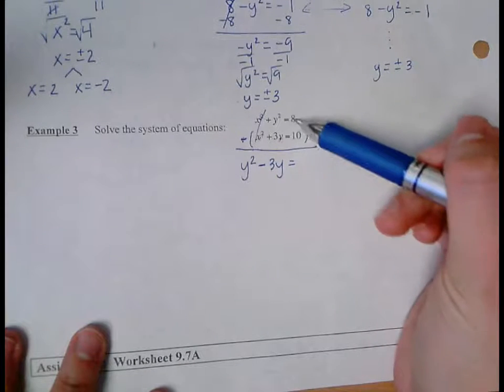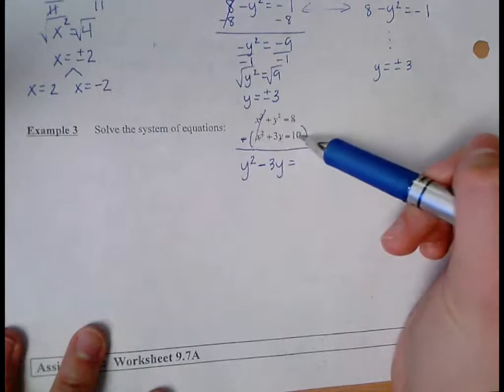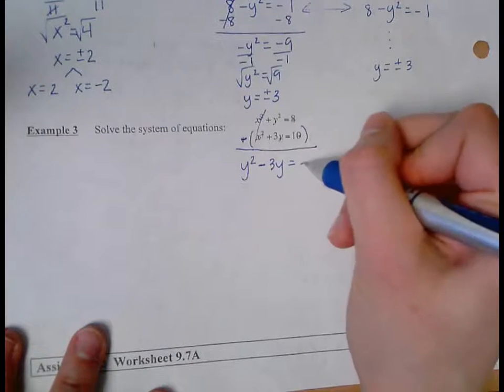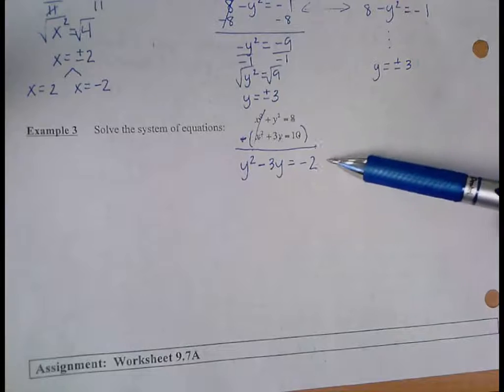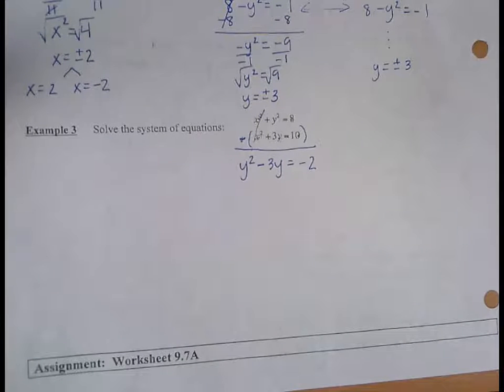Equals, on the right side though, 8 minus 10, those are like terms. I can do 8 minus 10, that's -2. Okay, so by subtracting the two equations, x squared eliminated, this is the equation I'm left with to solve for y. The question is, how do I solve this for y?